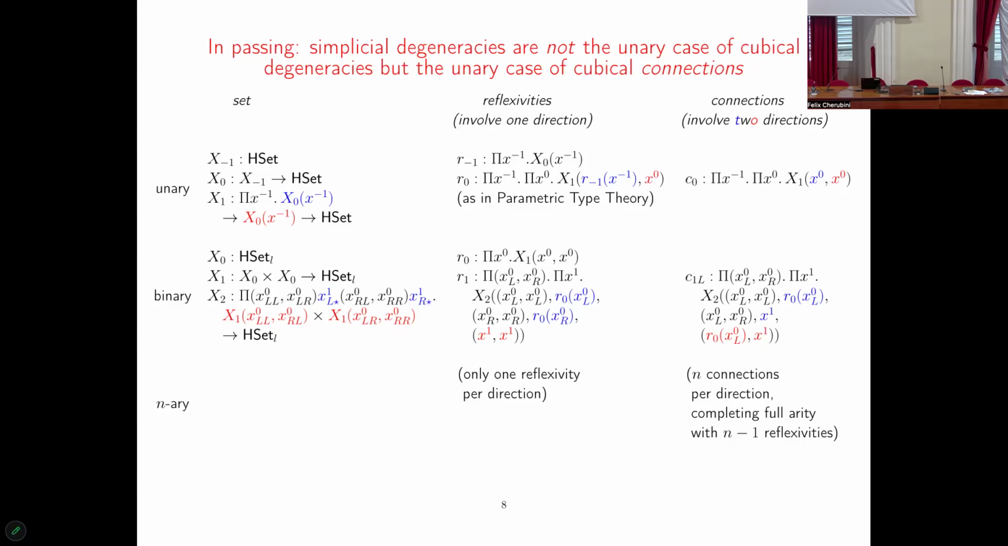So on these reflexivities, what are the reflexivities then in the simplicial case? These are the same as the ones we can find in parametric type theory, which are different from the others.